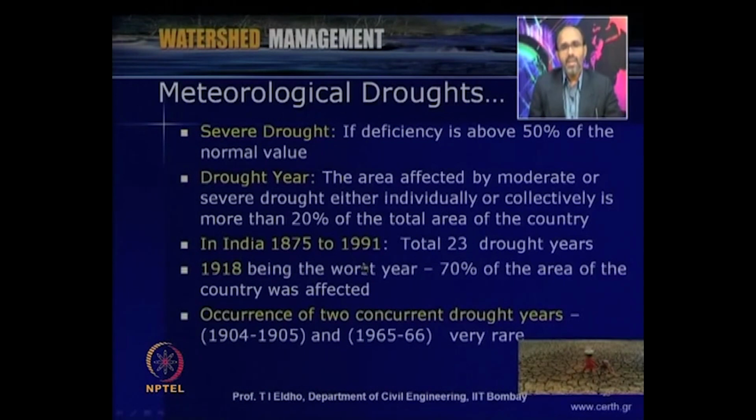And when we talk about two concurrent or consecutive drought years, it becomes a severe problem. For example, in India, 1904 and 1905 were two drought years, and then 1965 and 66 were drought years. So, even though this occurs rarely, if it happens, the condition becomes very bad as far as the economic situation and various other drought impacts are concerned.